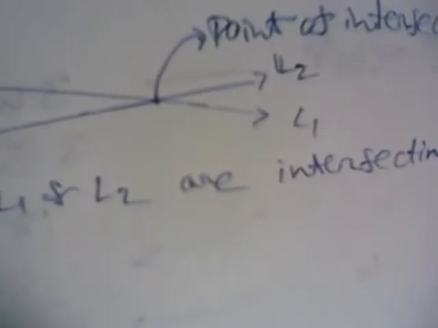Now if you see here, this is the line L1 and this is the midpoint of that line, and this is another line passing through that midpoint, L2. Here in this case we can say that line L2 bisects the line L1. Bisecting means dividing the line into two equal parts. It is nothing but bisection.